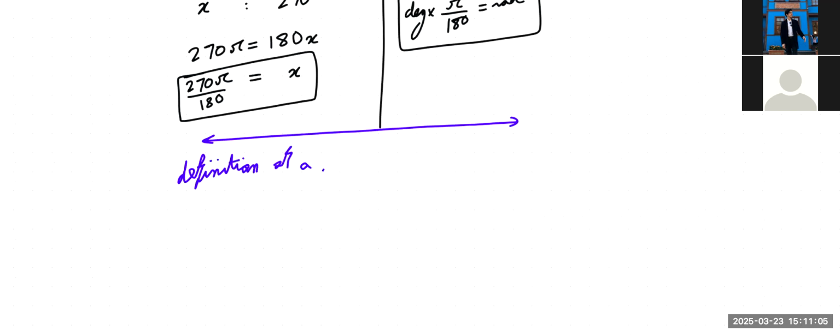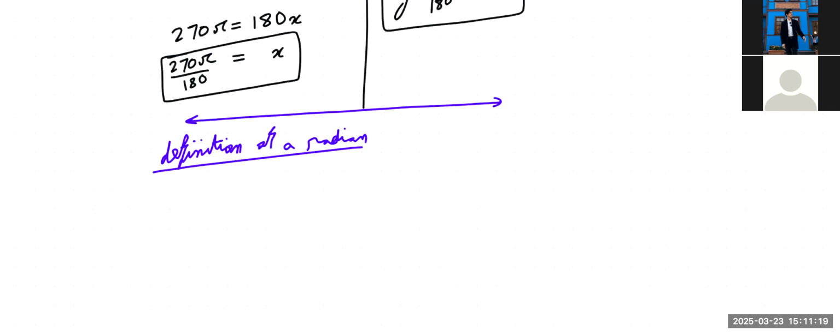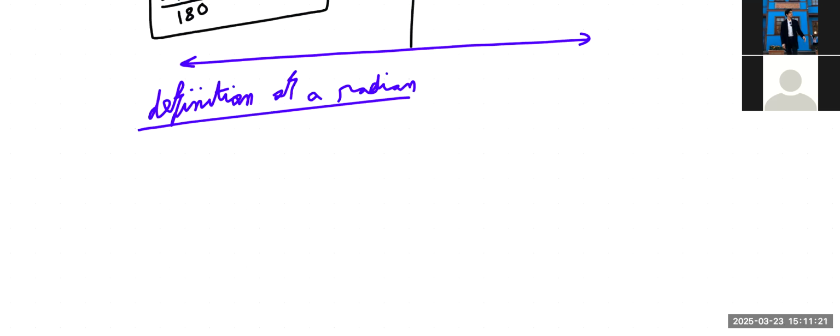So definition of a degree, by the way, very few people know this, but a definition of a degree is you break a circle down into 360 equal bits, and each one of those bits will be 1 degree, which is not a very fun definition. For a radian, the definition is a bit more interesting.